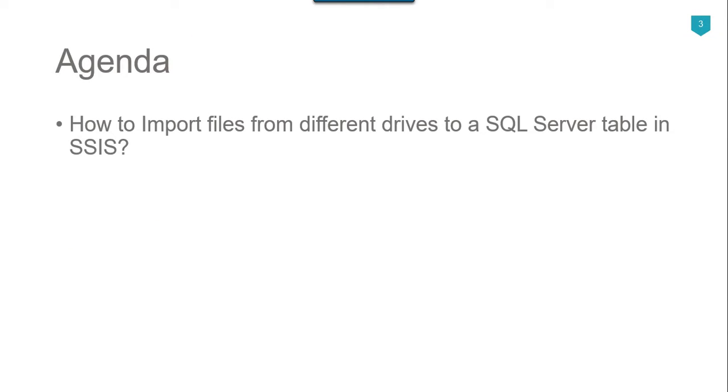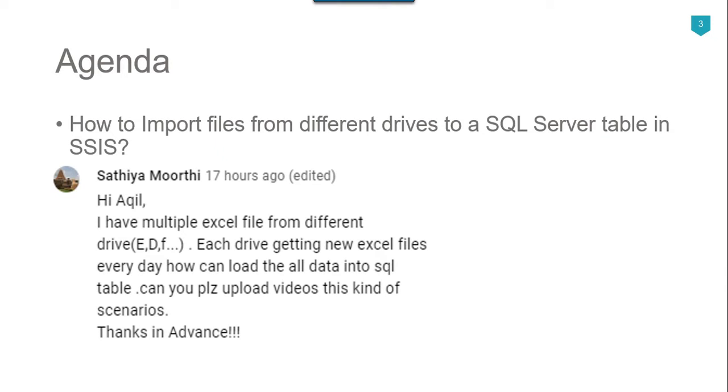So the agenda of today's video tutorial is how to import files from different drives to a SQL Server table in SSIS. Actually, recently I got a question from one of my subscribers, Satyamurthy. Hi Aqil, I have multiple Excel files from different drives E, D and F. Each drive gets new Excel files every day. How can I load all that data into a SQL table? So can you please upload a video on this kind of scenario?